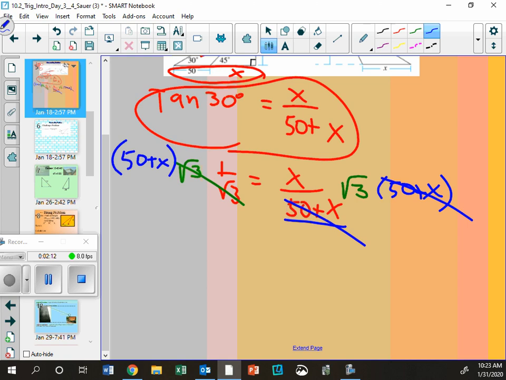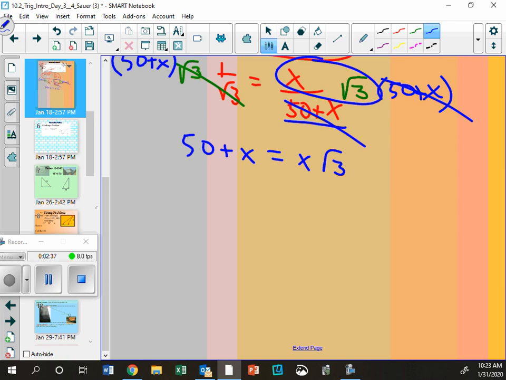And now, I know that's the same as cross multiply. But cross multiply only works in very limited situations. But multiplying by the denominator works all the time. So I end up with 50 plus x is equal to x times the square root of 3. Do you see how I got it that far? Okay. Now, next part, you will never solve this until you get all the x's onto one side. So I'm going to subtract x from both sides. And then this cancels. And I've got 50 is equal to x root 3 minus x.